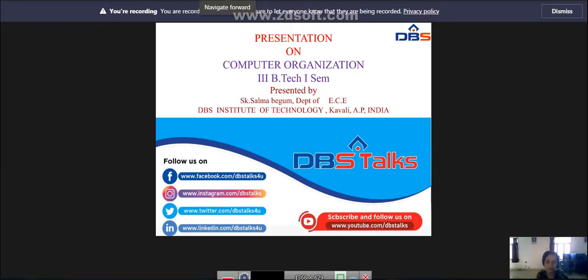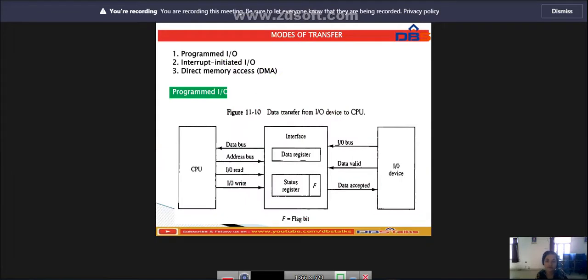So coming to the topic, this is the topic: modes of transfer. What is meant by modes of transfer? Modes of transfer is nothing but the data transfer to and from peripherals, which may be handled in one of three possible modes.